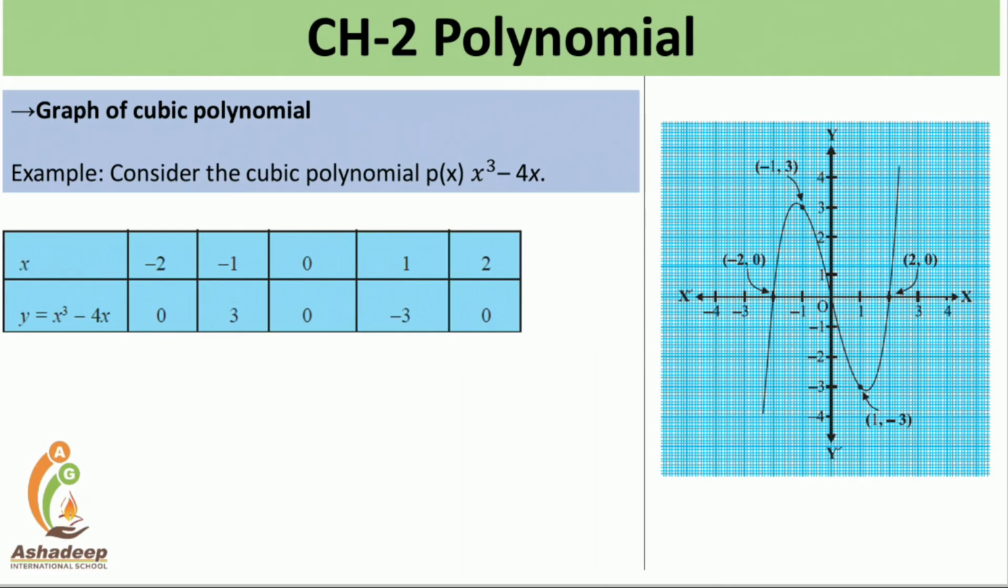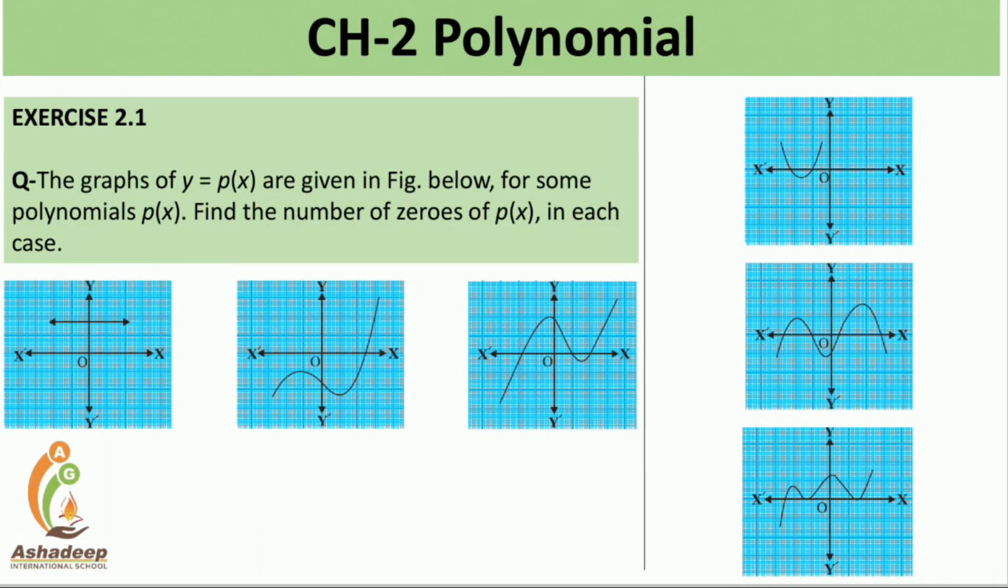Right? Here in the cubic polynomial, first of all we have to find out the points. We have to plot those points, and accordingly we have to draw the graph. It touches the x-axis at 1 point, 2 points, and 3 points, so the number of zeros is 3.